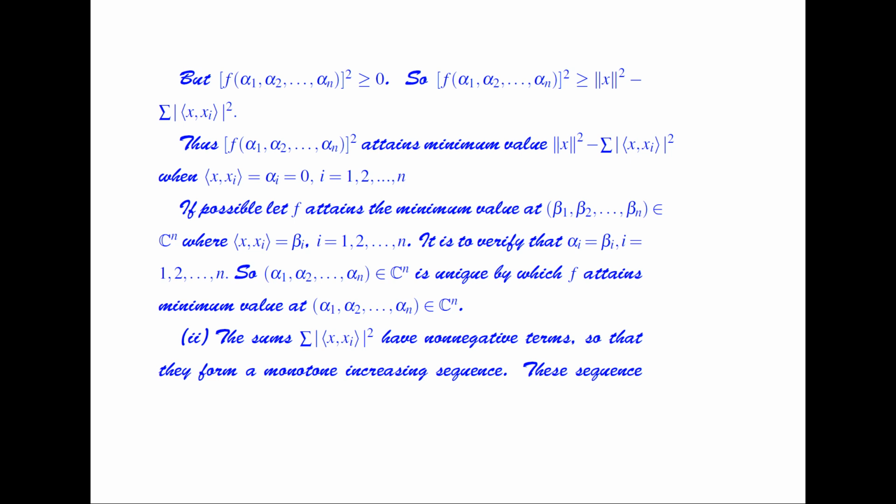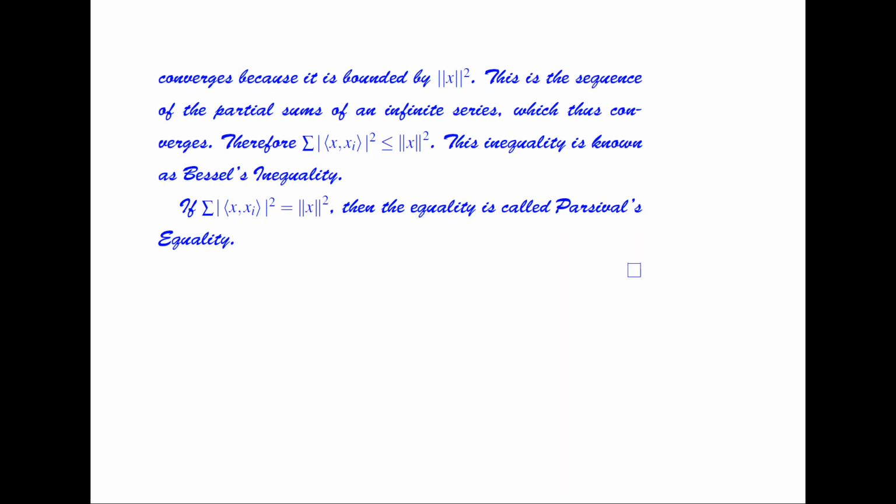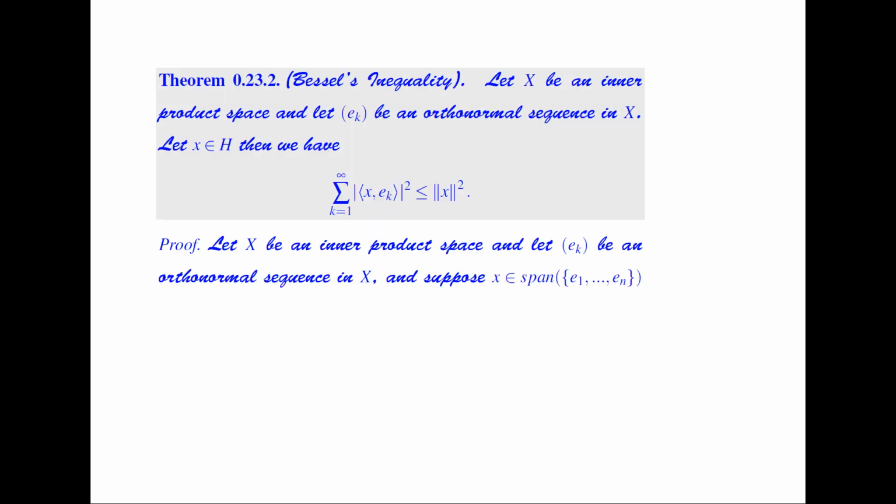So the summation of modulus of x comma ei squared has non-negative terms, so they form a monotone increasing sequence. This sequence converges because it is bounded by the norm of x squared. This is a sequence of partial sums of an infinite series, which thus converges. Therefore, summation of the modulus of the inner product of x comma ei squared is less than or equal to the norm of x squared. This inequality is known as Bessel's inequality. And if the summation of the modulus of the inner product of x comma ei squared is equal to the norm of x squared, then the equality is called Parseval's equality.